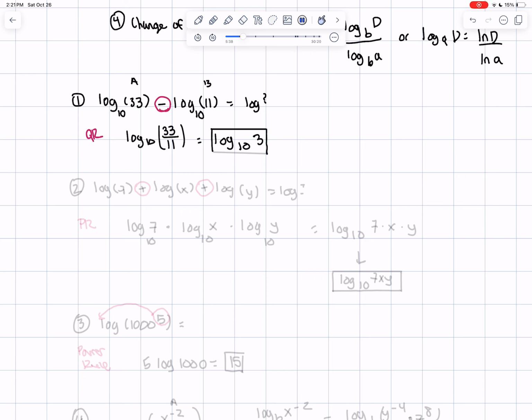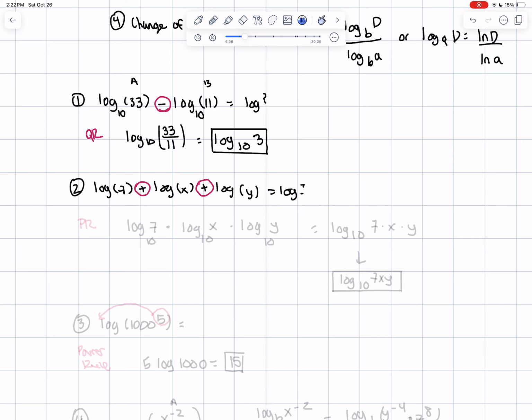Let's do another one. Let's do log of 7 plus log of x plus log of y equals log of what? Okay. So let's look at our signs. So what do we have? Well, I see we have all addition here.